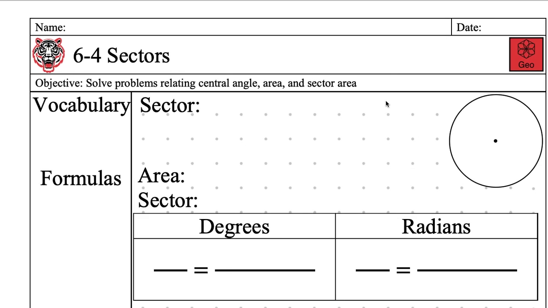All right, so we are in geometry. Today's date is Tuesday, March 3rd, 3/3, 2020. We are on sectors. And if I was being a little bit more specific, I could say sector area.